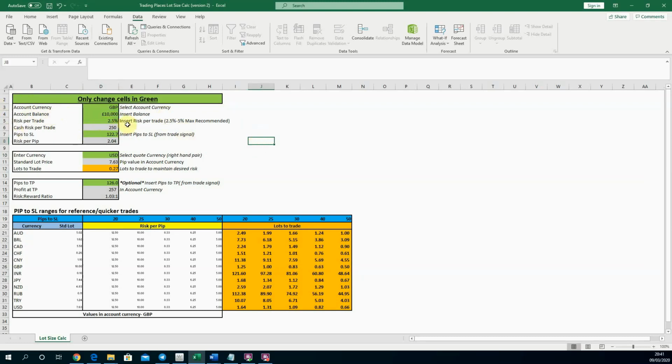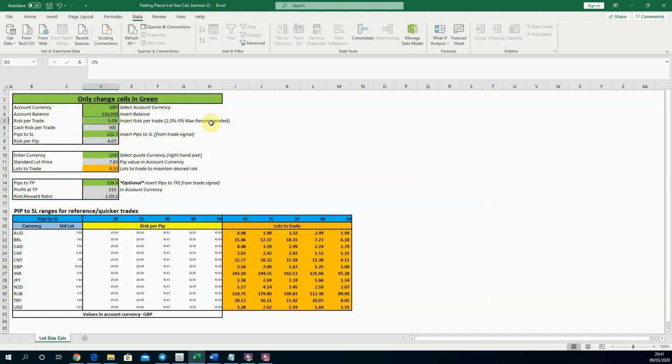Underneath here there's a risk per trade. Now this is a percentage risk of drawdown you are willing to experience on your account if the stop loss is hit. Now I've got it set to 2.5%, which is what I use. Some people would like to experience slightly more risk, 5% even. I wouldn't recommend going over 5%.